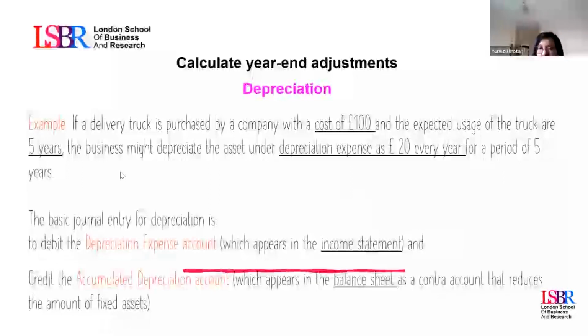So according to the straight line method, it's very easy. Imagine that we have a delivery truck that is purchased for 100 pounds. And then we analyze that the life of this truck is going to be 5 years. So we need to divide the 100, the cost of the truck, by 5 years, and we will have that the depreciation is 20 pounds every year.